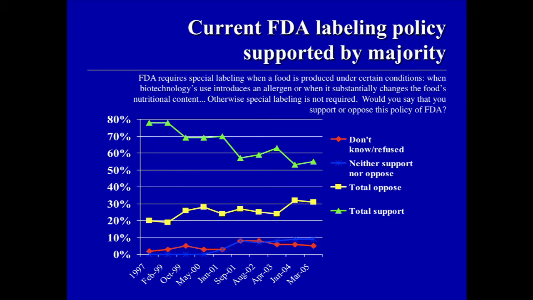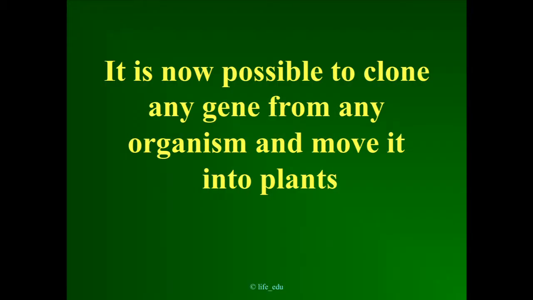Why do I bring this up? Well, as I said, it's possible to clone any gene and move that into any organism. We've done this all over the place now, realize. Most of the corn produced in this country is genetically modified. All of the soybeans, most of the cotton, most of the canola, lots of other crops.